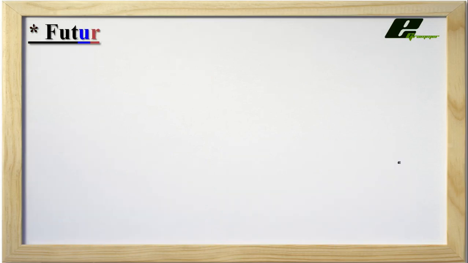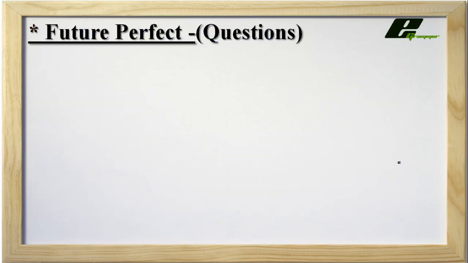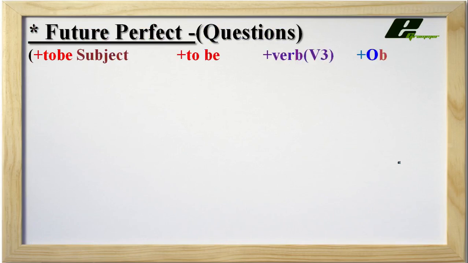Now, let us see questions in future perfect tense. Have I written the correct formula of future perfect tense? There is something changed in it. Listen, what I have done here, I changed the place of the helping verb and the subject: the subject and the helping verb. If you change their places with each other, that sentence becomes a question. See an example for this.